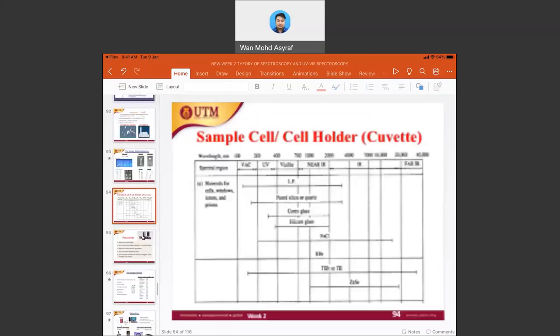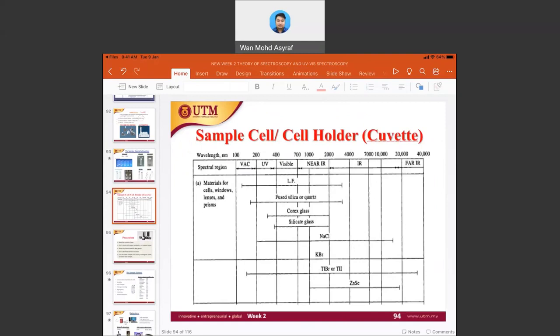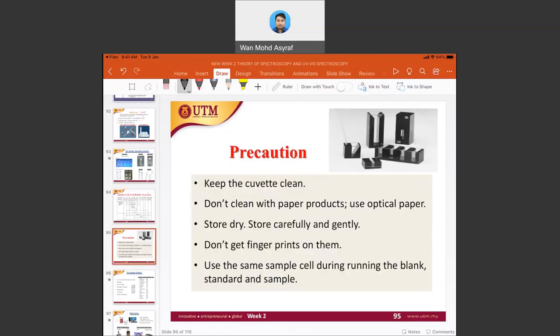Sample cell. Okay. So now I'm sure that you need to know the sample cell material that it is made of. So this is the same as what you have looked into for the monochromator, the light sources. So we do have the material for your cuvette. Okay, right. So there are some precautions for your sample cell.